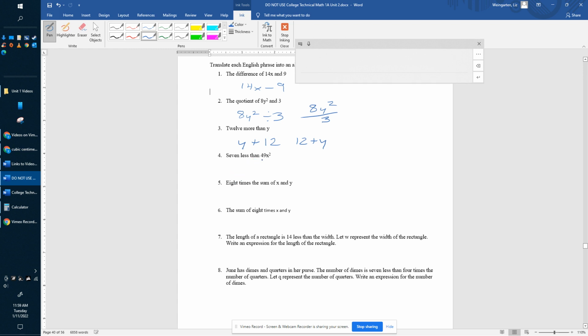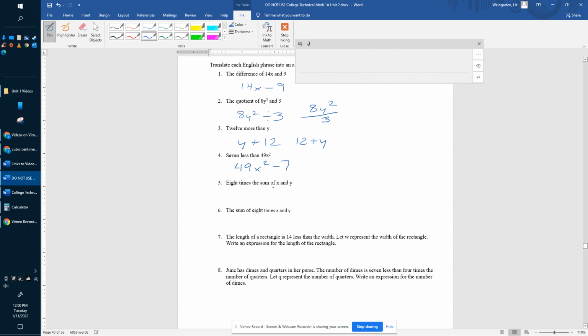7 less than 49x squared. Now read this carefully. You almost have to write this backwards. So you take 49x squared and it's 7 less than that. So it's not going to be 7 minus 49x squared. It is actually going to be 49x squared minus 7. So it's not a direct translation. You really do have to think about these and try to understand what they're asking for.